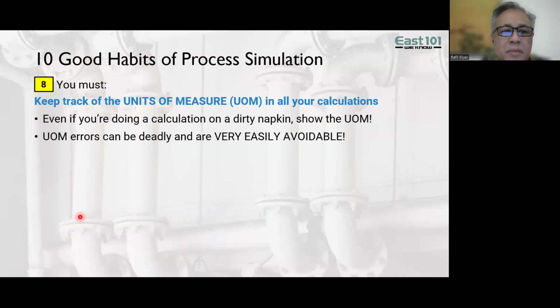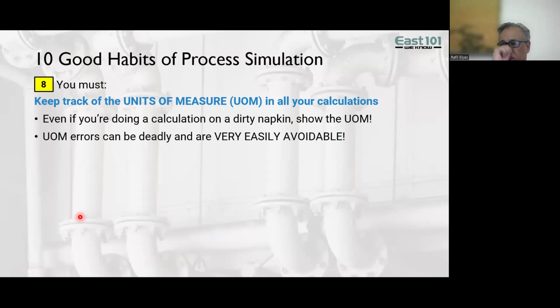Number 8. This is very, very important, and I think all the academics over here will be stressing this with their students. You need to make sure that you keep track of your units of measure. Even my engineers, when I'm talking to them, if we're having lunch or something, and there's a calculation they're doing on a dirty napkin, they still have to put the units of measure.